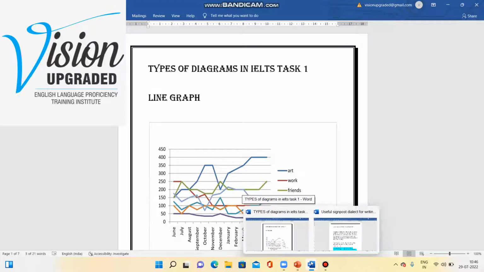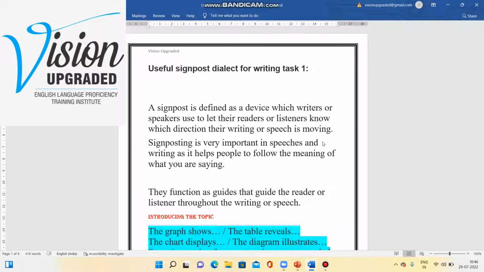So in today's lesson we are going to discuss that while writing and explaining these tasks, the figures in your answer sheet, what kind of signposting can be used. Now first of all you need to understand what is signposting. So signposting is defined as a device which writers or speakers use to let their readers or listeners know which direction their writing or speech is moving. It's important in speeches and writing as it helps people to follow the meaning of what you are saying. They function as guides, right, that guide the reader or listener throughout the writing or speech. So signposting is very, very important.